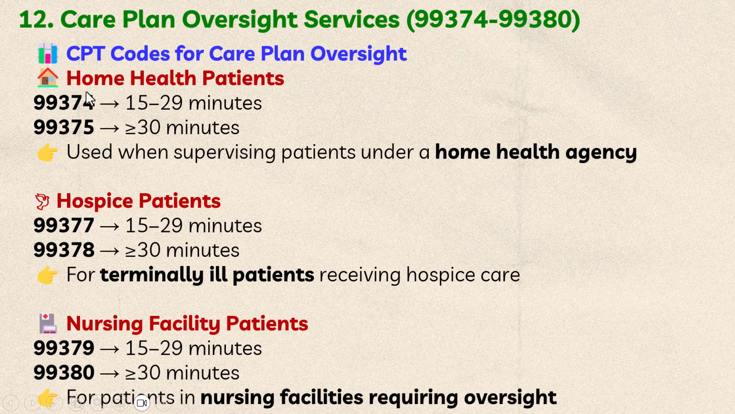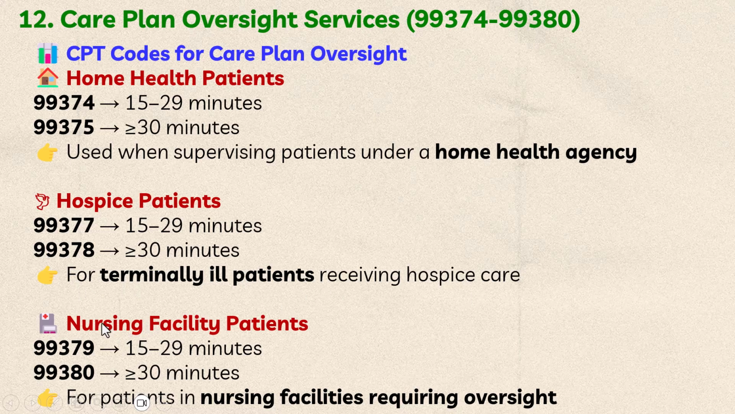The CPT codes for care plan oversight: there are 6 codes available. For home health patients, first, 15 to 29 minutes, this code; more than 30 minutes, we use this code. Used when supervising patients under a home health agency. Hospice patients, again 99377 for 15 to 29 minutes, then more than 30 minutes, we use 99378. This is for terminally ill patients receiving hospice care.